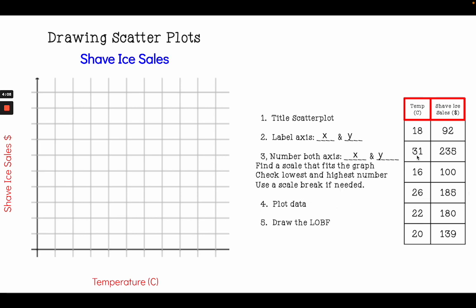So let's look at just the x-axis here. And I have my lowest number is 16. My highest number is 31. And I have a total of 1, 2, 3, 4, 5, 6, 7, 8, 9, 10 lines. And I know that I need to get up to 31. And so I need to figure out a way to fit from 0, because this is always our 0 line, all the way to 31. Now again, I said I had 10 lines.